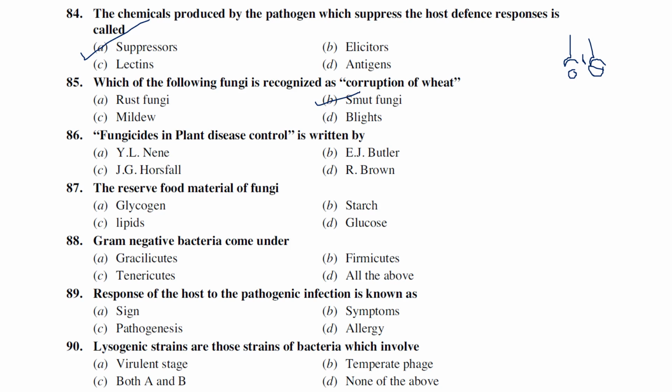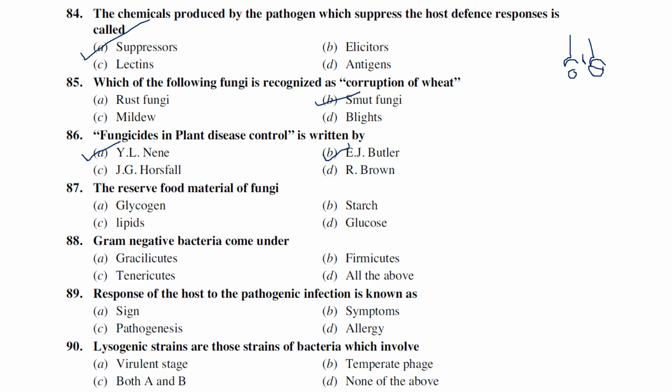Fungicides in Plant Disease Control. The book was written by Y.L. Nene, Butler, Horsfall, Brown. So this Y.L. Nene wrote the book Fungicides in Plant Disease Control. Now the fourth edition is running, I think. That is a very important one. And E.J. Butler wrote a book called Fungi and Disease in Plants. Fungi and Plant Disease was written by B.B. Mundkur.